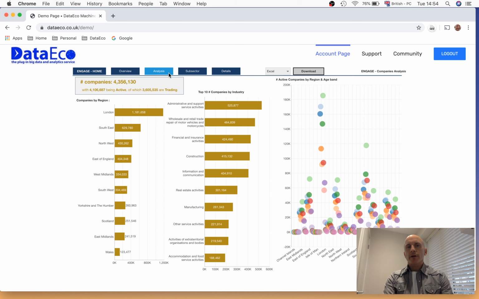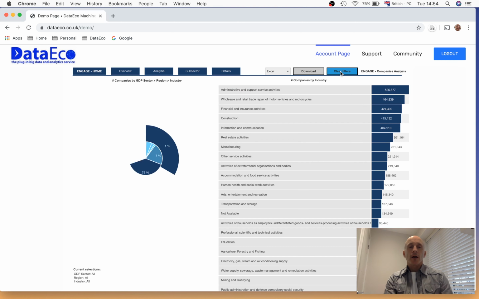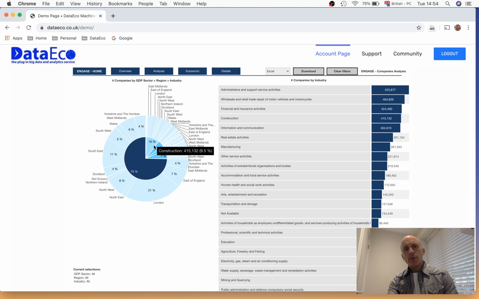If you're going to have a look from an analysis perspective, let me just clear the filters. We have the ability to use a variety of charts to drill down into these areas. We have a sunburst chart, where the core represents the GDP sectors, and in this country we're predominantly service, with some construction, production, manufacturing, and some non-contributing GDPs.